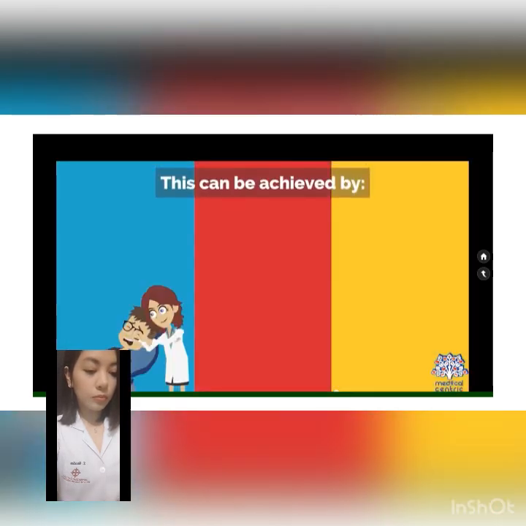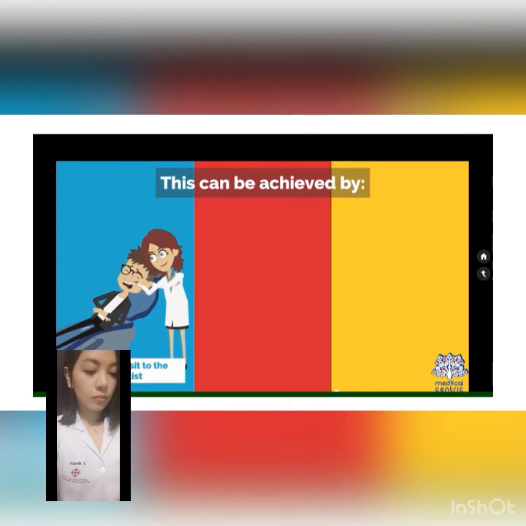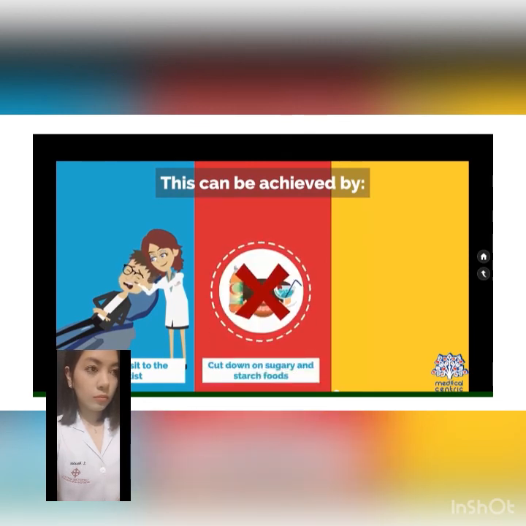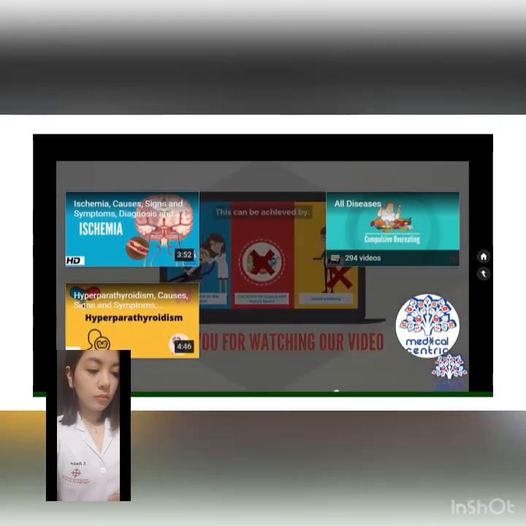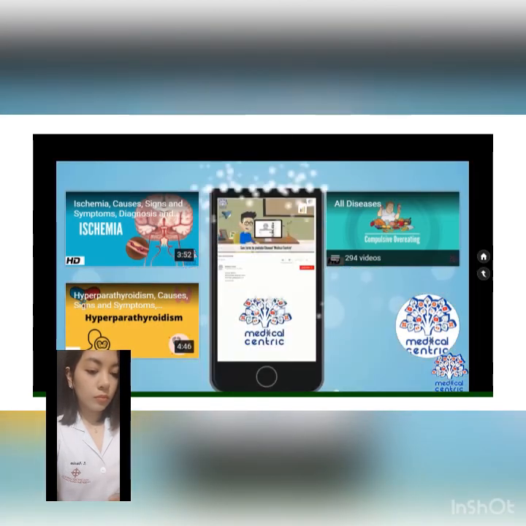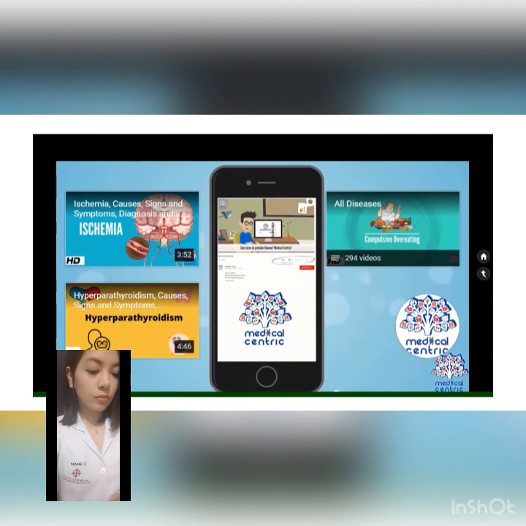Even though tooth decay is not totally preventable, the best possible way to be free from it is to keep the teeth and gums as healthy as possible. This can be achieved by regular visits to the dentist, cutting down on sugary and starchy foods, and avoiding smoking.